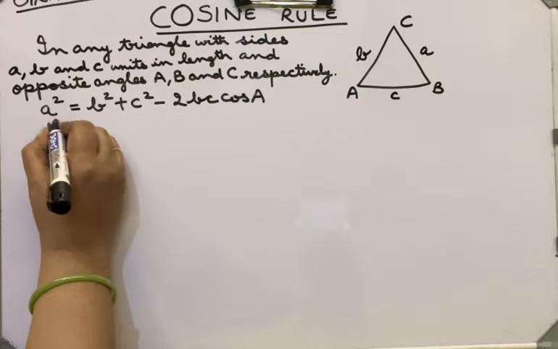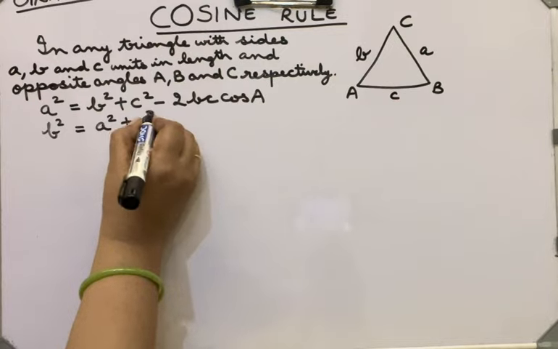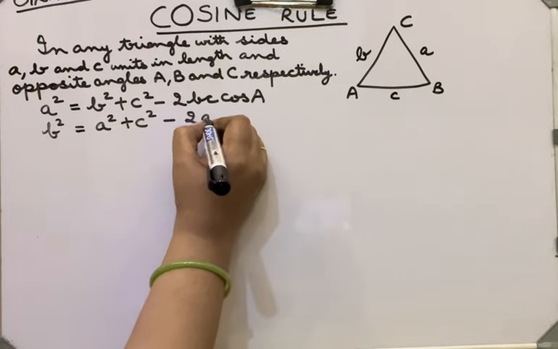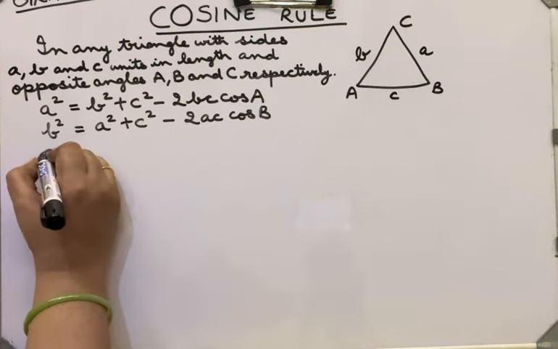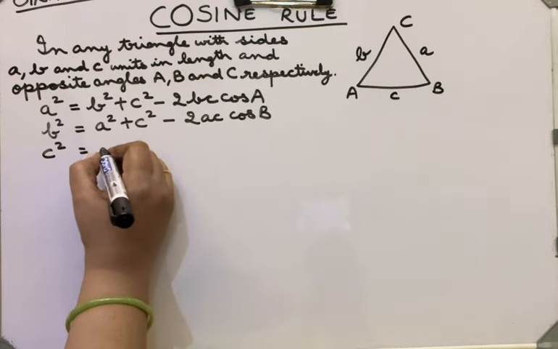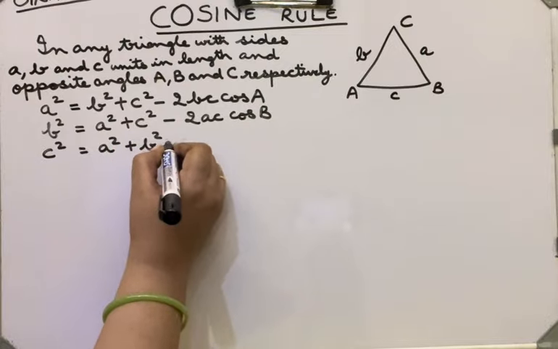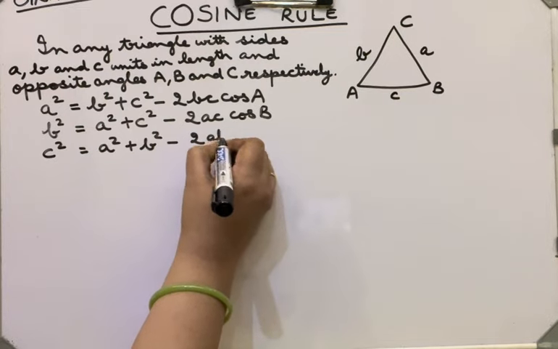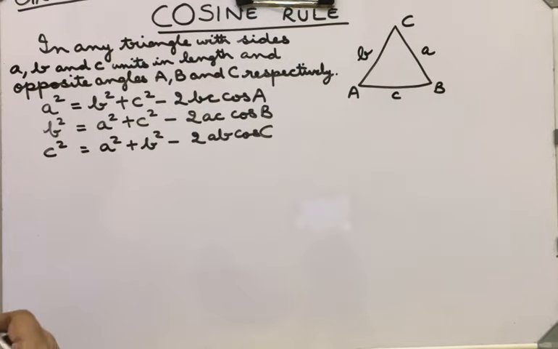Next, b square is equal to a square plus c square minus 2ac cos B. Next, c square is equal to a square plus b square minus 2ab cos C. And we can rearrange these formulas while solving numericals.